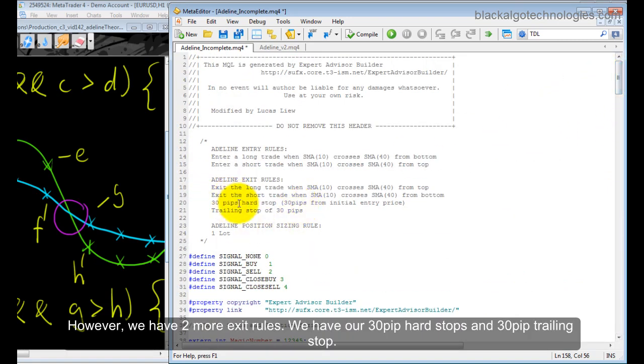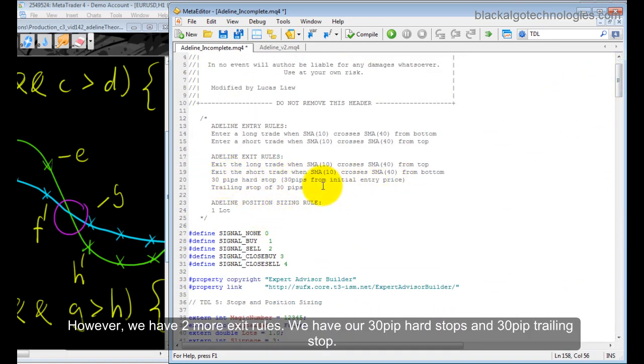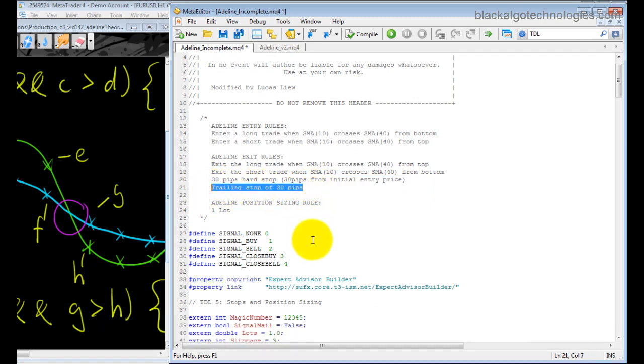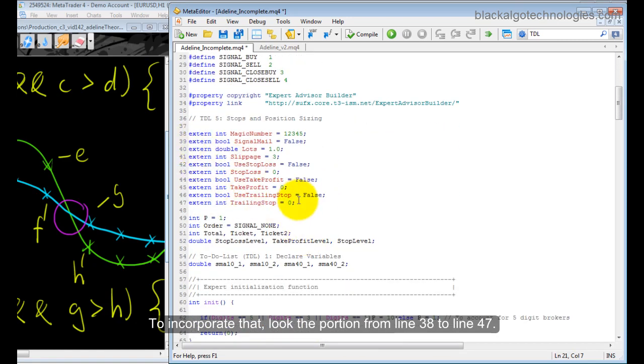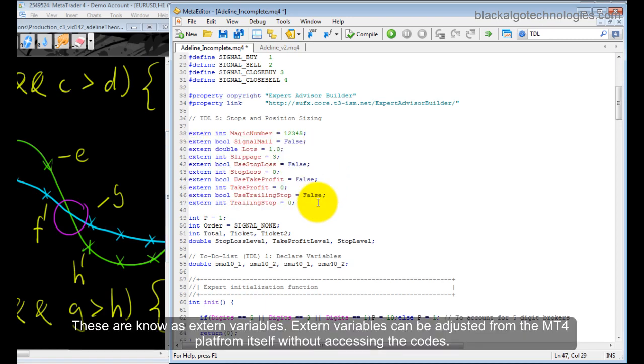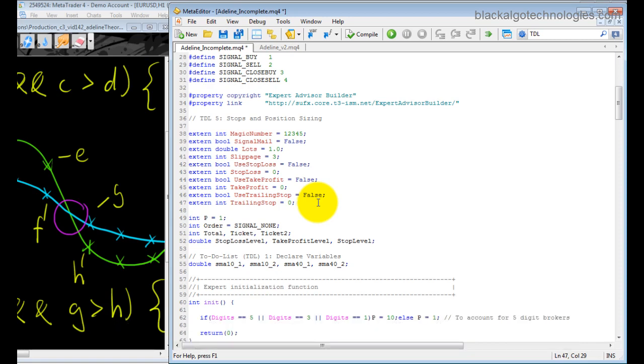However, we still have two rules. We have our 30 pip hard stop as seen in line 20 and our trailing stop of 30 pips. To incorporate that, look at this portion here from line 38 to line 47. These are known as extern variables. Extern variables can be adjusted from the MT4 platform itself without accessing the code. You can think of it as the control panel for the user.